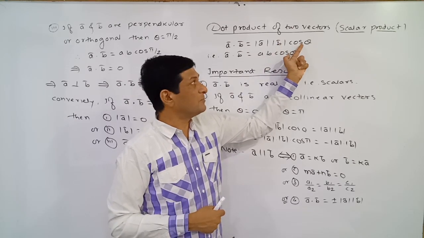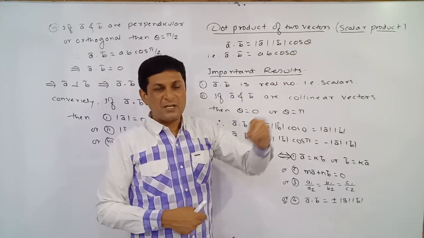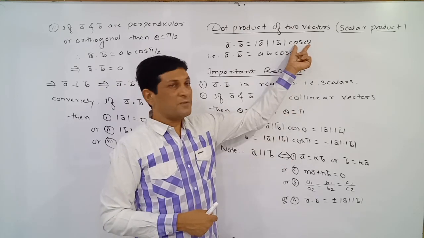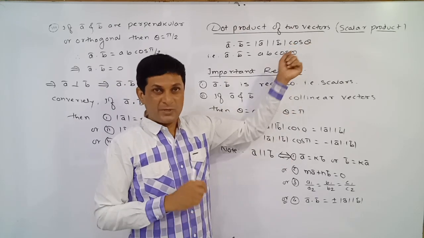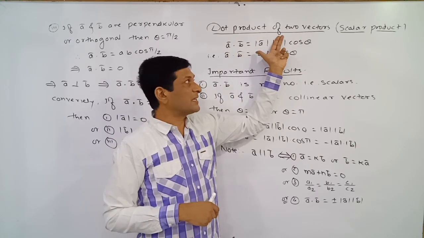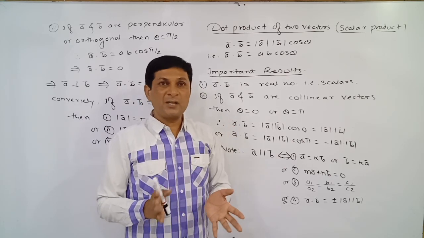And the third term is cos theta. Theta is nothing but the angle between these two vectors. Suppose the value of theta is equal to say 45 degrees. Then cos 45 is 1 by root 2, which means it is also a number. So three terms are there. The first term is a number, the second term is a number, and the third term is also a number. And the product of three numbers is again what? A new number.